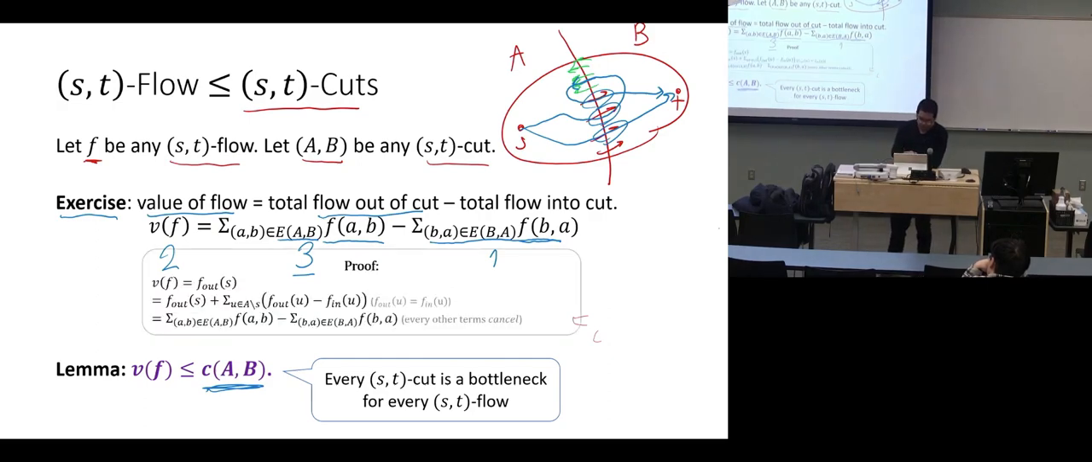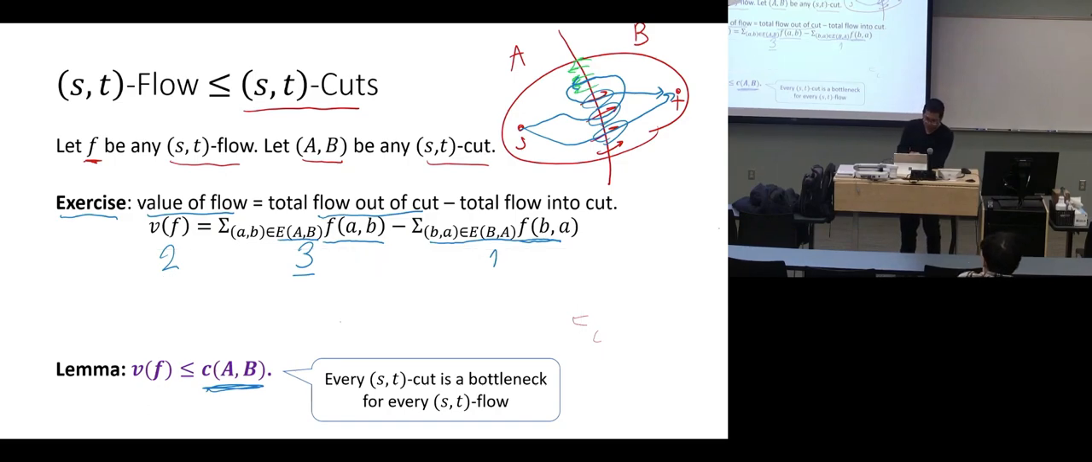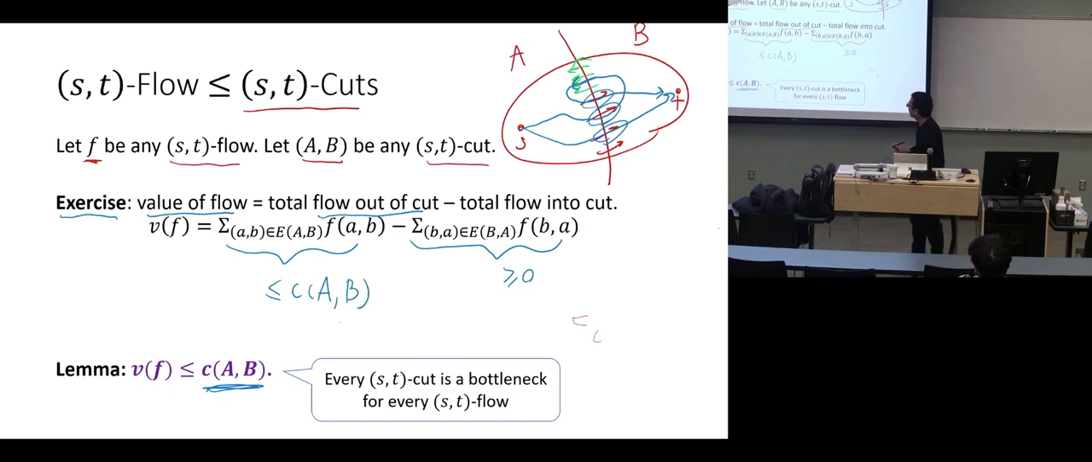I encourage you to try to prove it. I even put how to prove it here, but it's just some math that you can verify. But given that you have this equality, you can also say that this thing is at least zero. This thing is at most the capacity of the cut. So you get that the value of the flow is at most the capacity of the cut. So what I want you to have right now is an intuitive understanding that this should be true. And why this is true, you should have an intuitive feeling too, but you can try to prove it formally at home. Okay. All right. So now we have some relationship between flow and cut. Right? A cut is always the bottleneck of a flow.